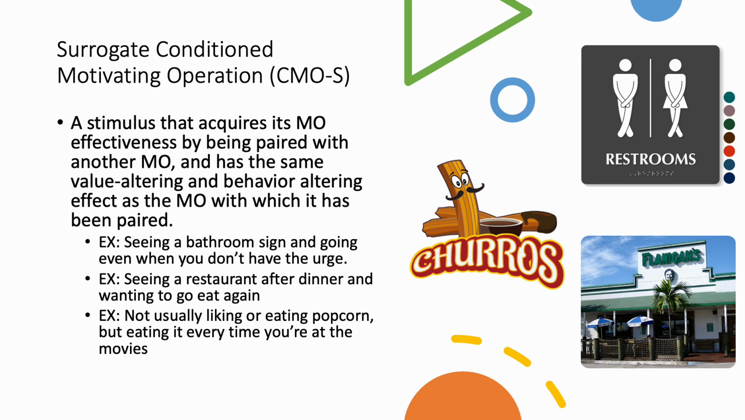So that's an example of the movies becoming a CMOS, which increases the motivation or the desire for me to get popcorn, and it increases behavior that results in me getting popcorn. So it has that value altering and that behavior altering effect.